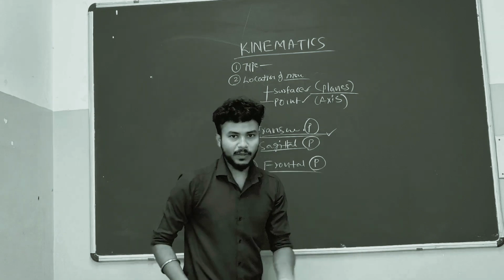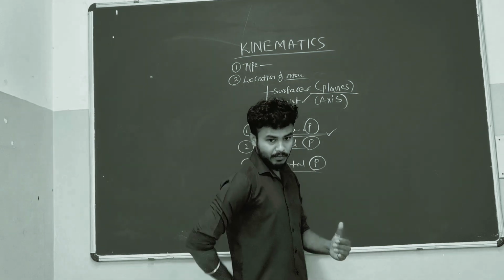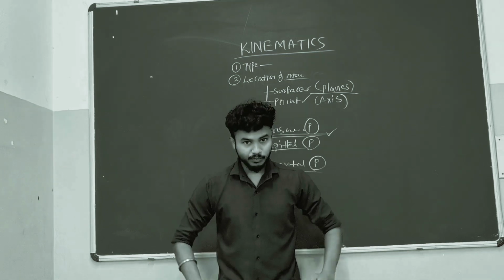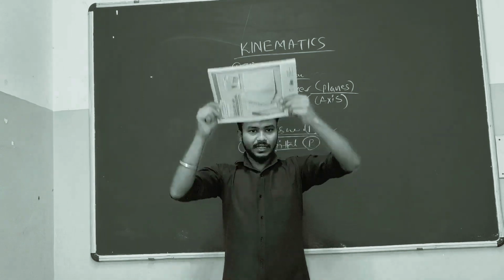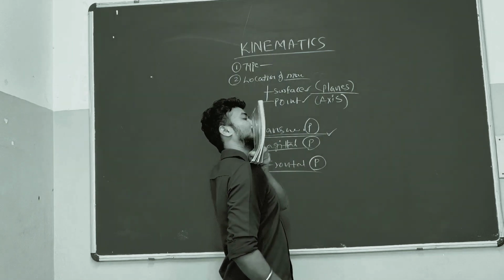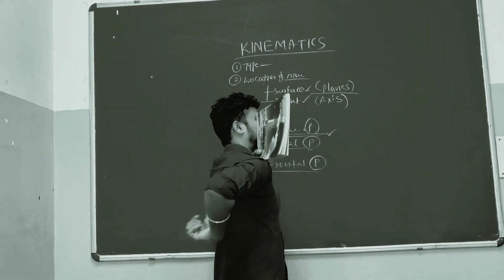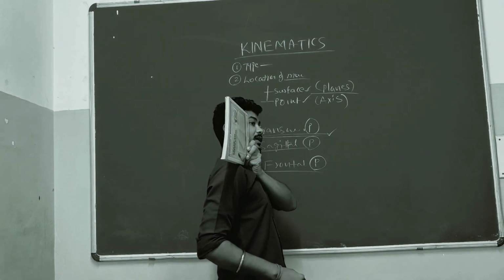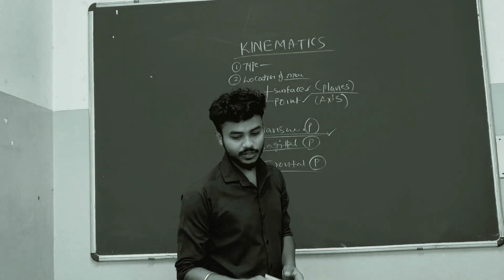Now the frontal plane. The frontal plane divides the body into front and back. Suppose one plane is coming like this, imagine it coming like this, it divides the body into an anterior portion and a posterior portion. Because of this frontal plane, the body is divided into anterior and posterior portions.